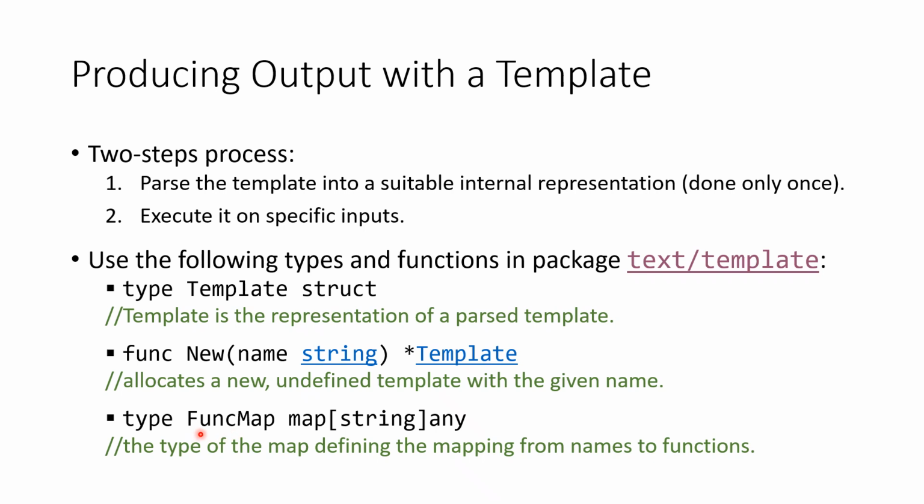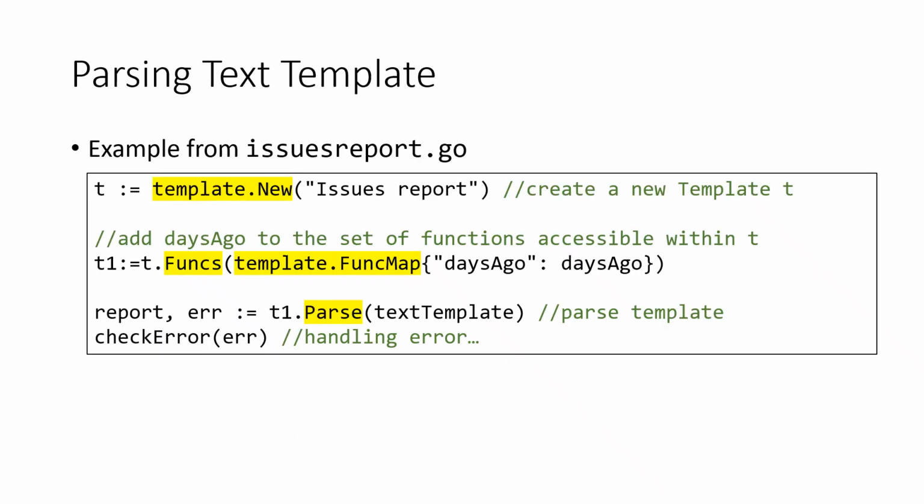The second type is funcMap, which is the type of the map defining the mapping from names to functions. Here is an example of parsing a text template from the issuesreport.go program. First, we call the function New from the text/template package to create a new template with the name issuesreport.